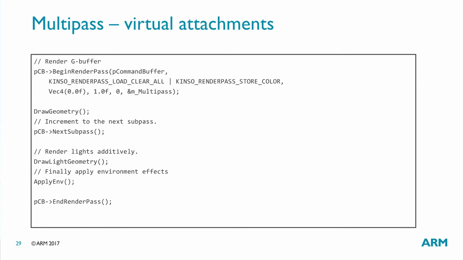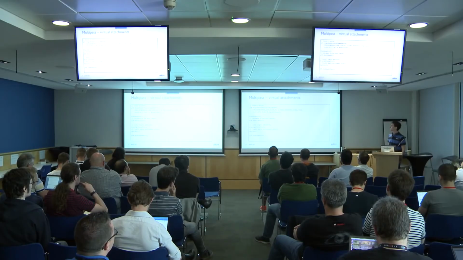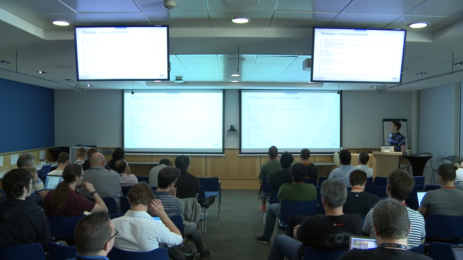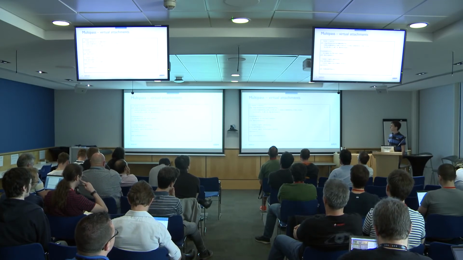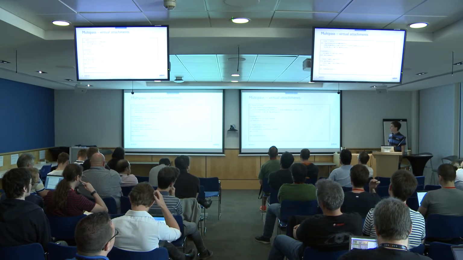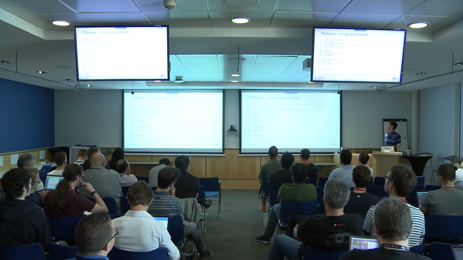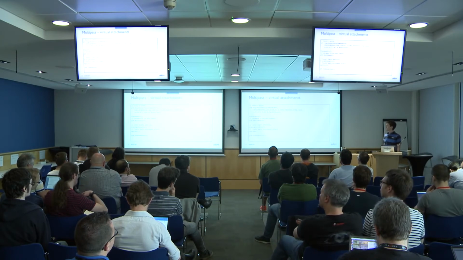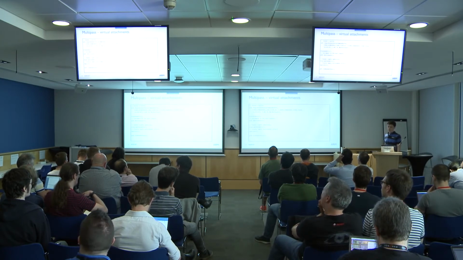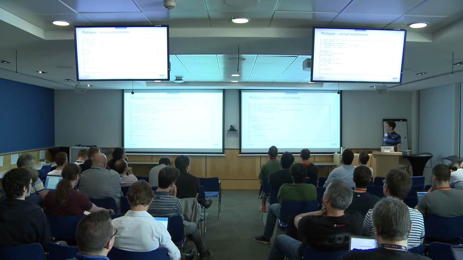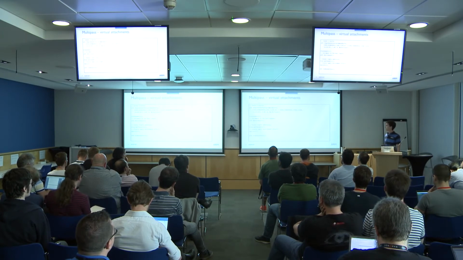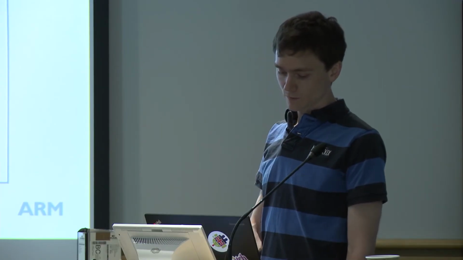And this also made the code simpler, because we didn't have to explicitly juggle textures for all the render targets. This is basically how the code is typically written. So you have explicit begin render pass, you do your gbuffer, you go on to the next subpass, render all the lights, and you finally end it. The old style GL wouldn't allow us to do this the same way.